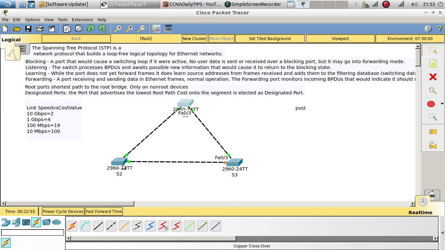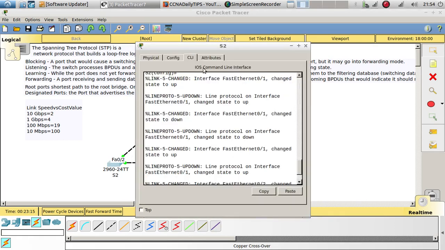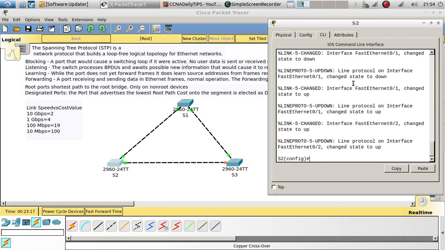So right now, as you can see, I can tell you which one is the root bridge already. Since these two interfaces right here are green, or enabled, right? They're not blocking like this one right here. I can tell you that switch 1 is the root bridge for VLAN 1. And the way we can find out is by going over here.